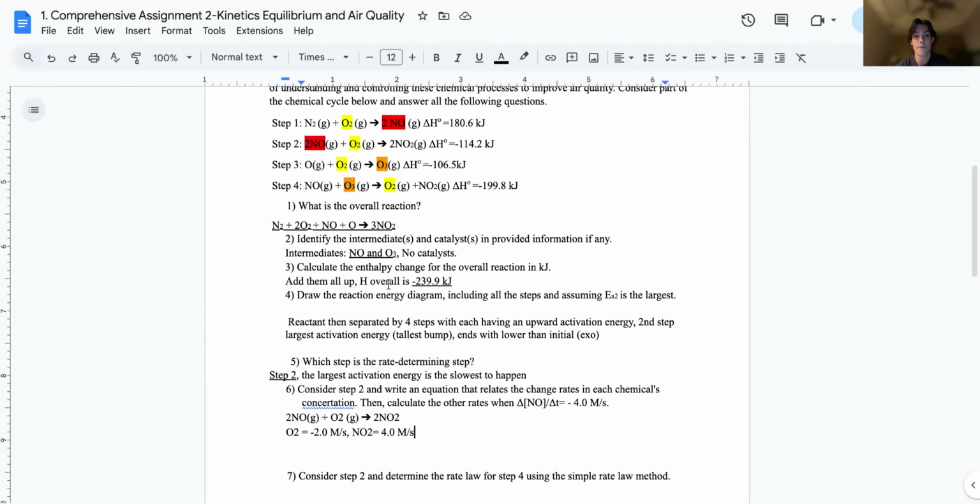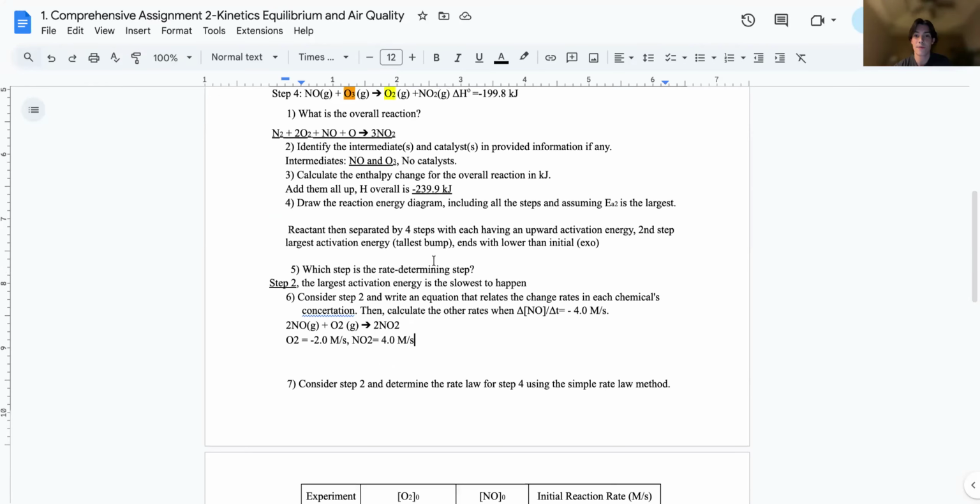Next, for the overall enthalpy, you add up all the enthalpies and you end up getting negative 239.9 kilojoules. For number 4, I couldn't really draw it out. I was trying to figure it out, and I couldn't really get it to draw out.